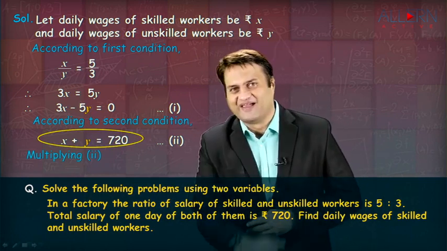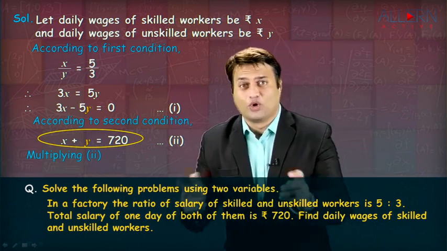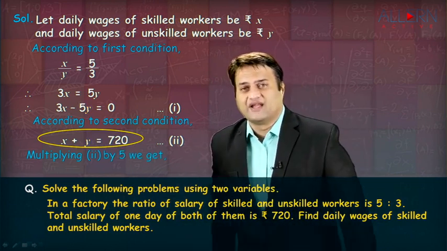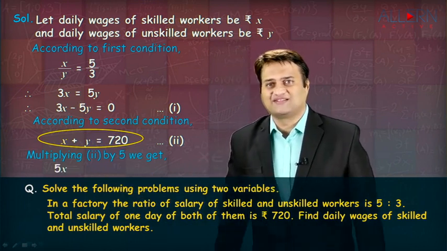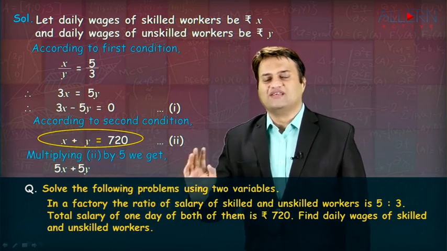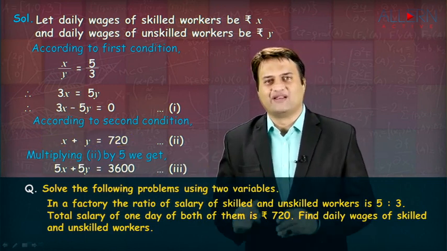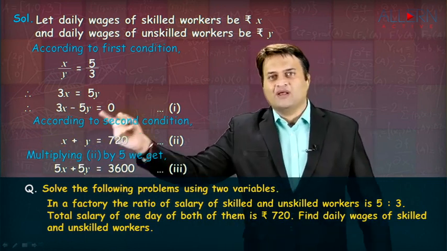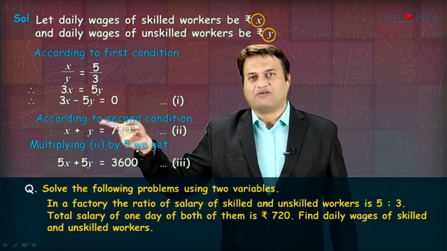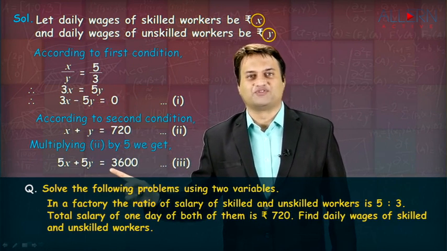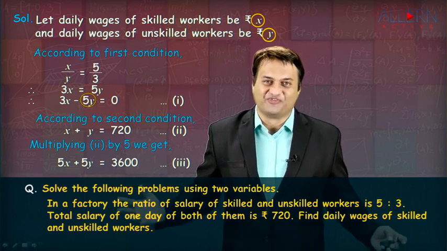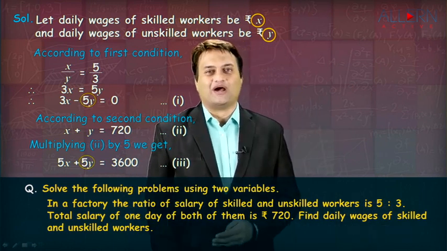So let's multiply the second equation by 5. What do we get? When you multiply the second equation by 5, we get 5x plus 5y is equal to 720 into 5, which is equal to 3600. Let this be the third equation. Now in the first equation we have minus 5y, in the third equation we have plus 5y. The signs are different, so we need to add equation 1 and equation 3.